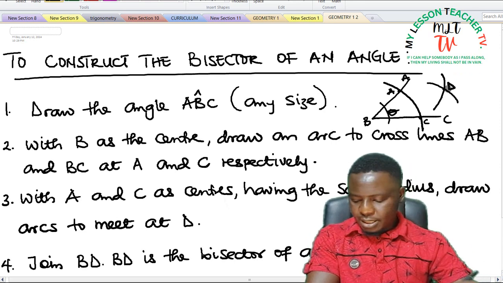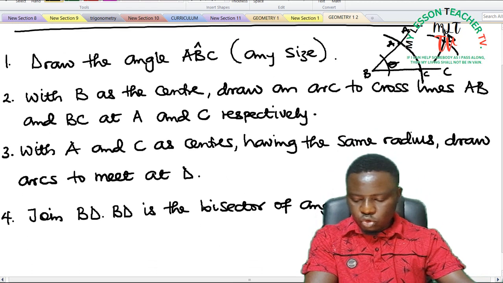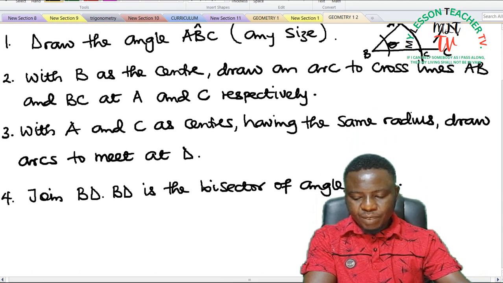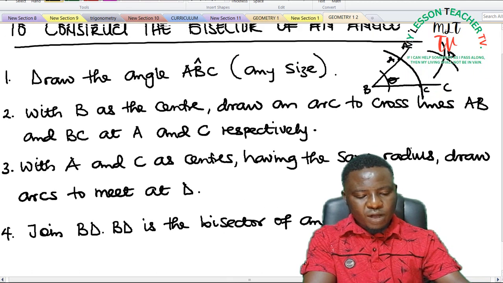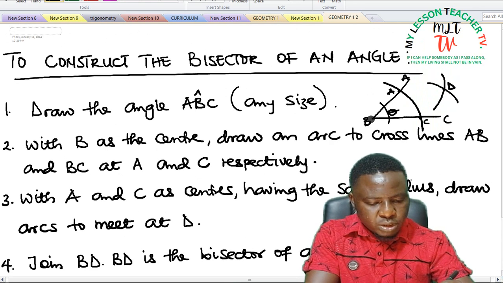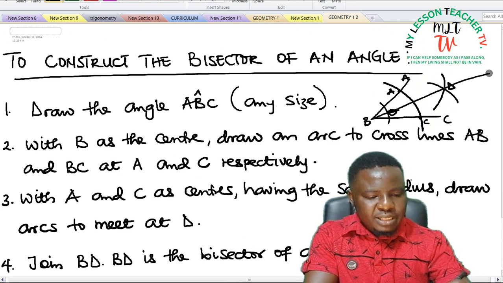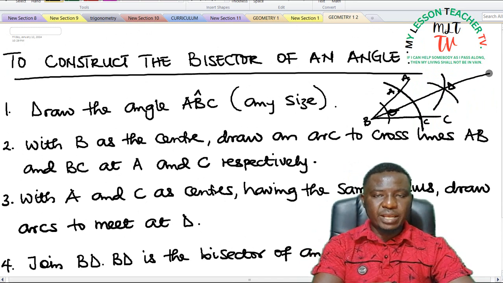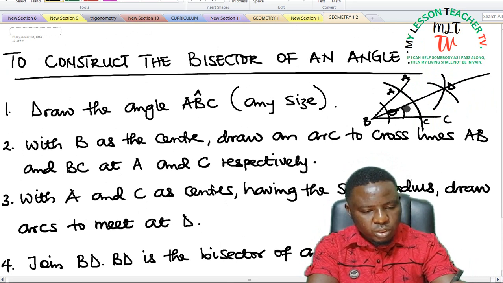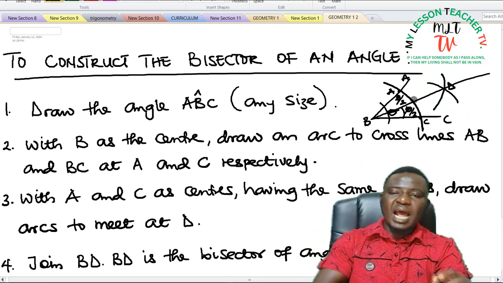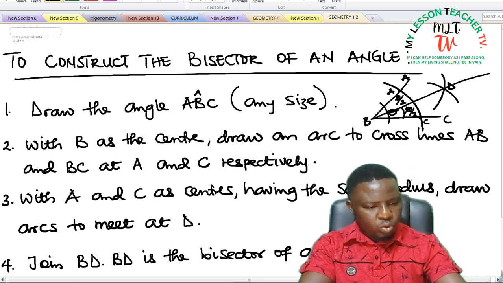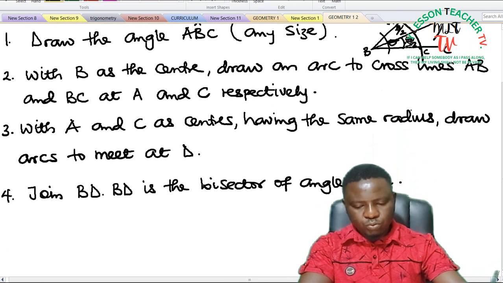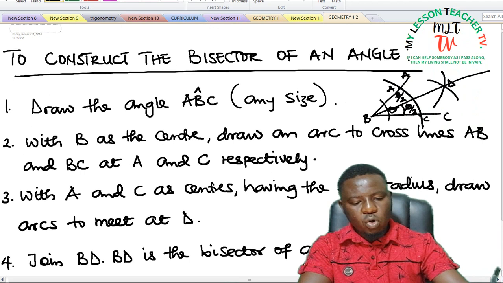Then step 4 says you should join BD, and BD is the bisector of angle ABC. So when you join these points, B and D, it gives you the bisector of angle ABC. Now, if you measure this angle, it gives you theta over 2. And if you measure this, it's also theta over 2, theta being the required angle that you drew. So, BD is said to be the bisector of the angle.